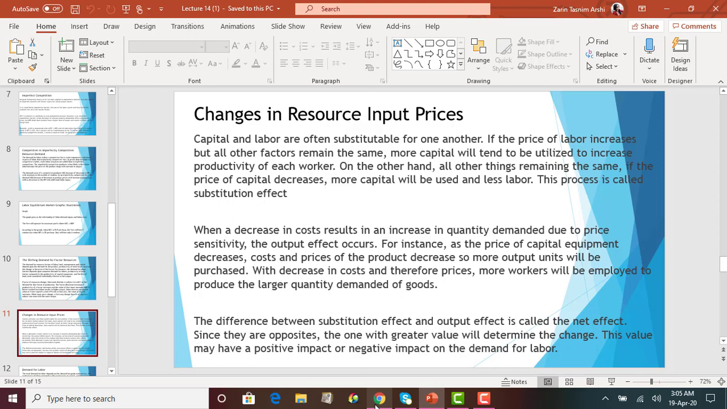So that's output effect. The difference between substitution effect and output effect is called net effect. A substitution effect has a negative sign, output effect has a positive sign. So we have to look at both the impacts and see what is the balance between the two and what is the actual impact on the demand for labor.